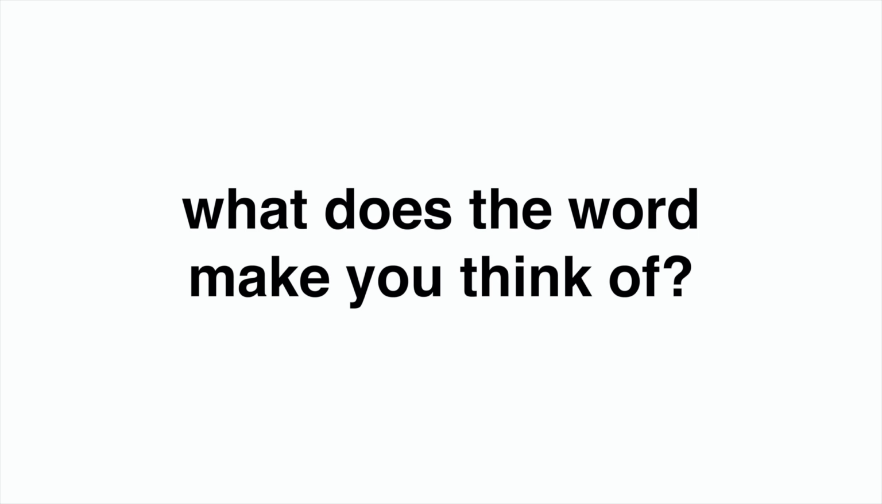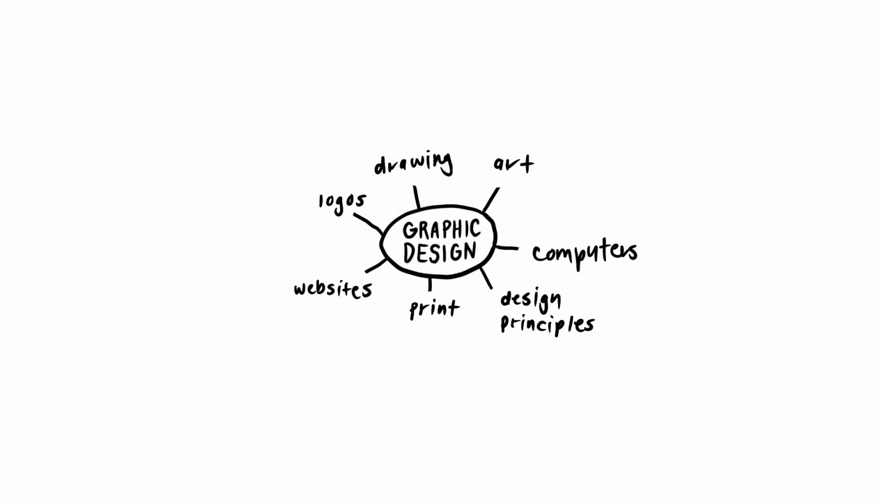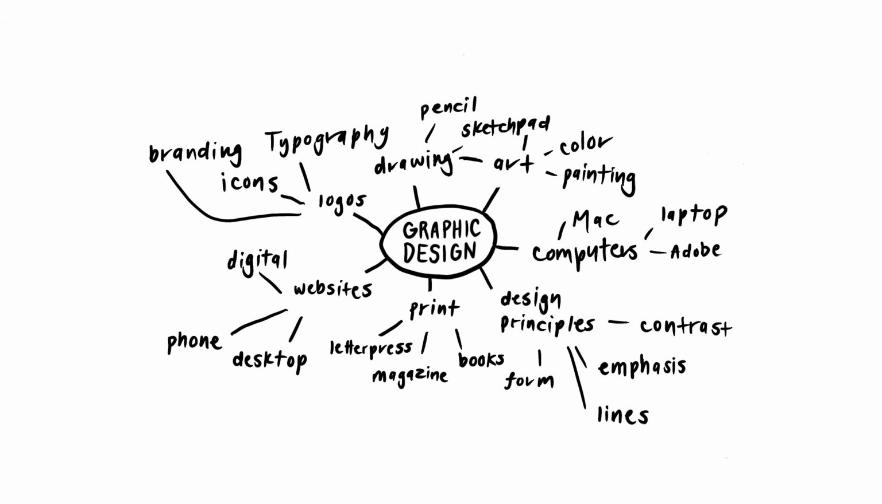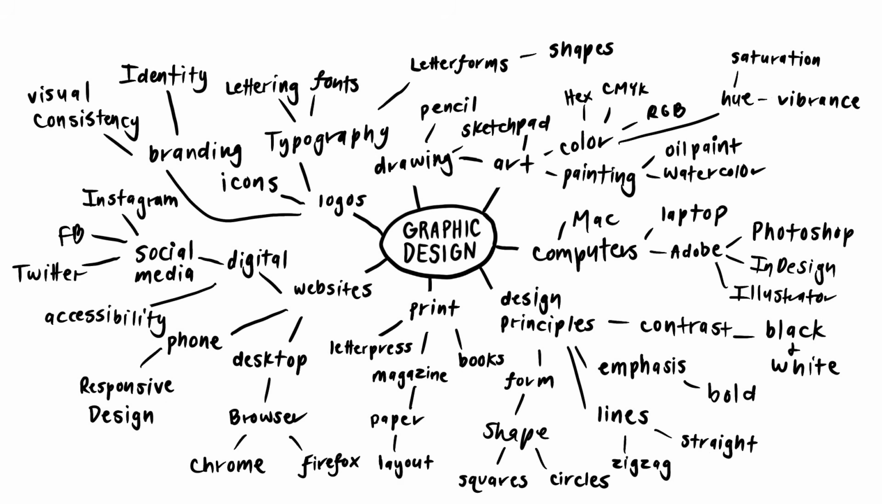What does this main word make you think of? Create branches and write word associations or subtopics from your main topic. Then you can create branches from your subtopics. The word associations can be anything: physical things, feelings, audience, individual words, concepts.